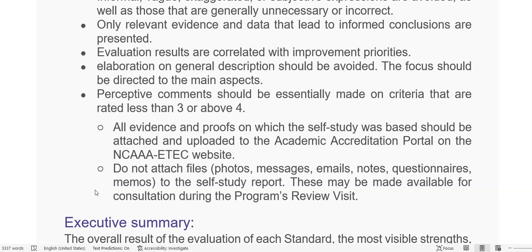Or, for example, you have 4.9, 4.8 results about, for example, satisfaction of faculty members with learning resources. You have to write, yes, because we have good offices, we distributed or gave instructors new laptops or something like this. You have to show why you have such results.